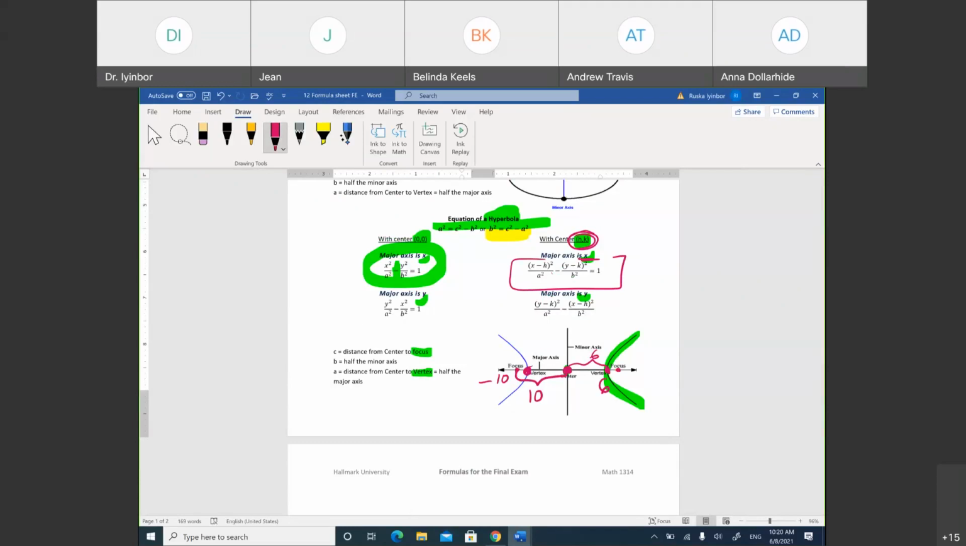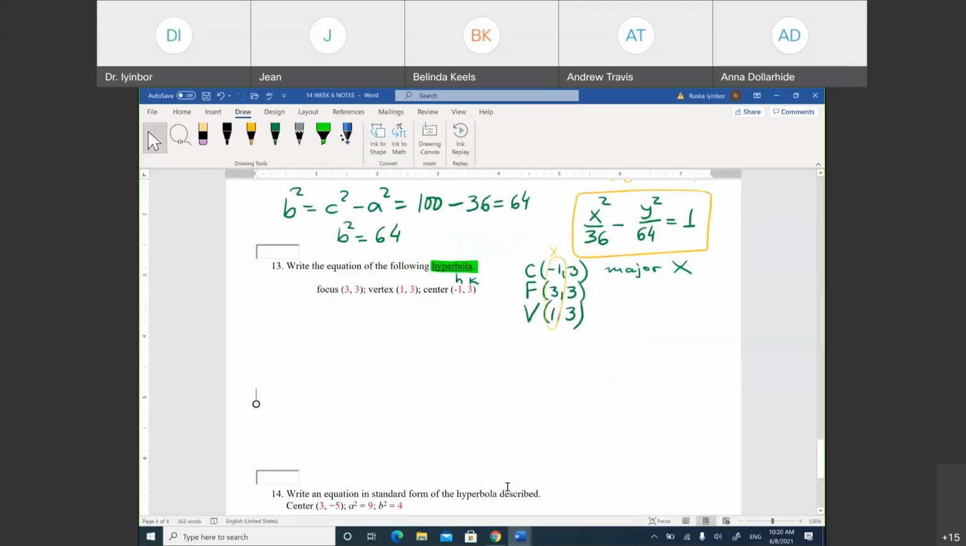So the equation we're going to get is (X minus H) squared over A squared minus (Y minus K) squared over B squared equals 1. You see again, X is above A because the major axis is X. That's how I remember them. Okay, so now we have the equation. We copy the same equation, and we're just going to find A and B. We already have H and K, right?